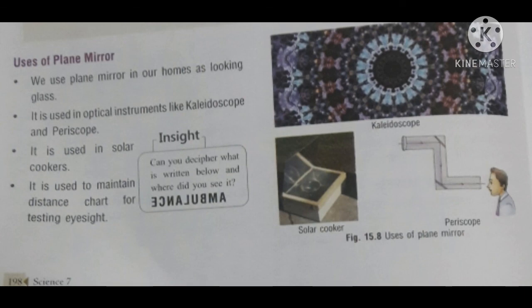And the periscope is also an optical instrument, used to see things which are far away, which are not in our direct sight. A plane mirror is used in a solar cooker and it is used to maintain the distance chart for testing eyesight. Whenever you go for an eyesight test, you have to read alphabets from the mirror. So it is used to maintain the distance chart for testing eyesight.